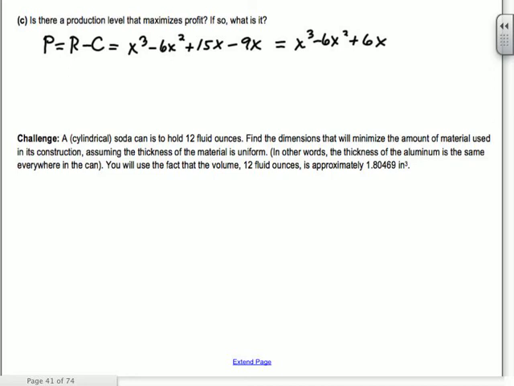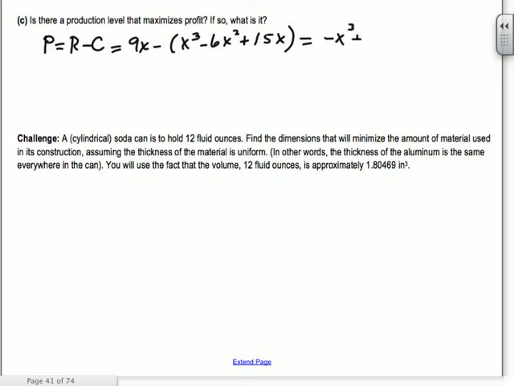Oh, revenue. Yeah, I did. Thank you. Sorry, I don't like flipping back and forth. So was it 6x or 9x? Okay, so 9x minus this whole thing, x cubed minus 6x squared plus 15x. I'm looking at my y1 now, so I have it in front of me. So I'm going to have 9x minus 15x, so that's going to be negative 6x. So I'm going to have negative x cubed plus 6x squared minus 6x.